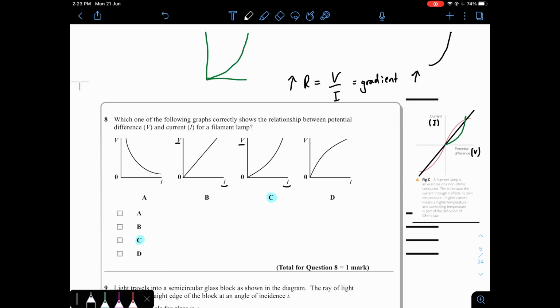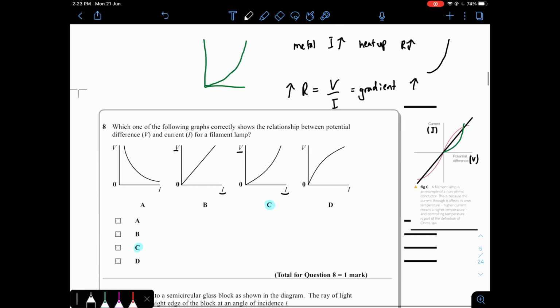Now why is it increasing? It's because when you give metals an increase in current, what happens to the metal? It heats up, and then the resistance increases. From that logic, we can say the gradient of this graph is also increasing. That's why the answer is C.